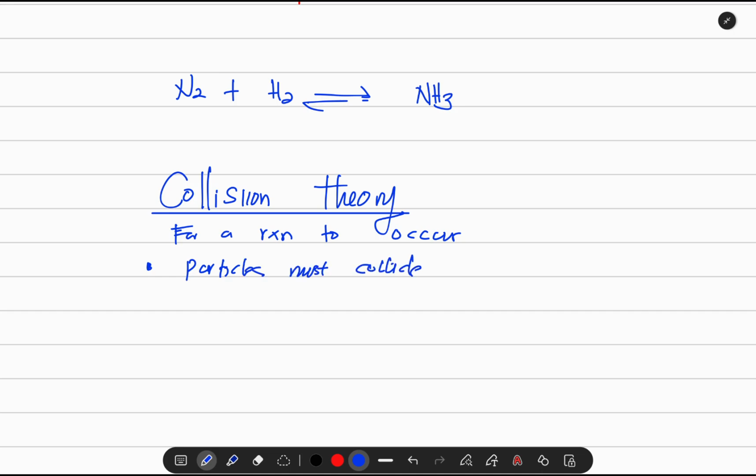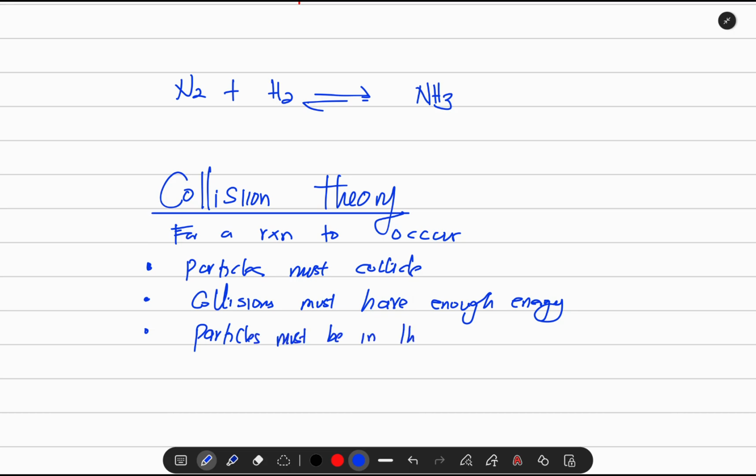So, for a reaction to occur, number one, particles must collide. Next, collisions must have enough energy. This energy is what we're calling the activation energy. All right. Number three, particles must be in the correct orientation. Are we there, right? Exactly.